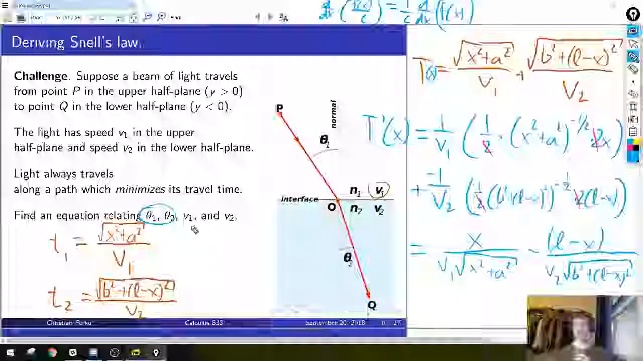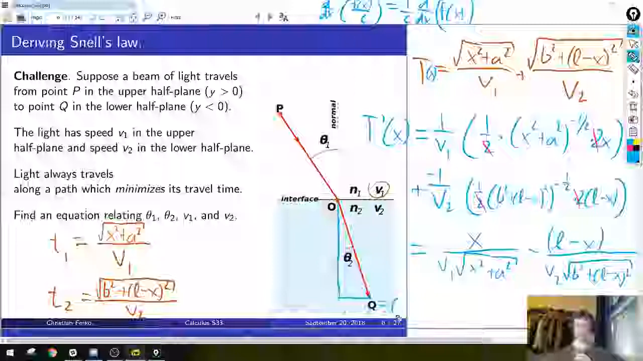So the last step is to look at this expression and see, can we find a way of re-expressing these weird square roots, like L minus x over the square root of b squared plus L minus x quantity squared? Can we re-express that whole thing in terms of one of these angles, right? So to argue that we can do that, maybe I should redraw in what these points are.